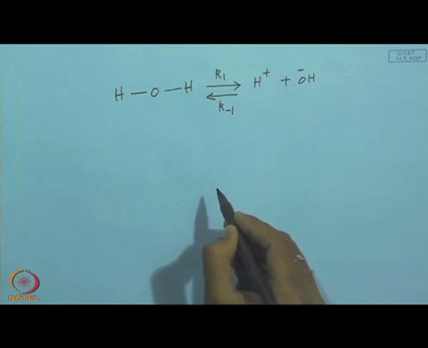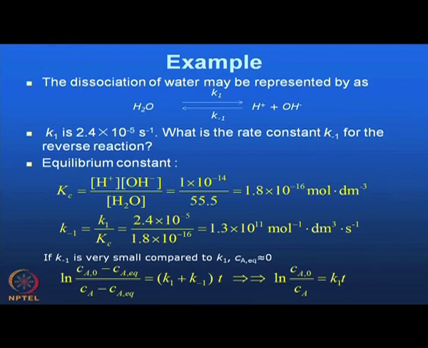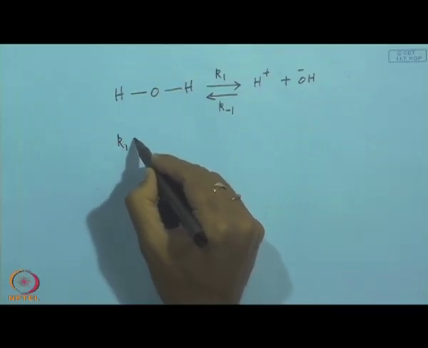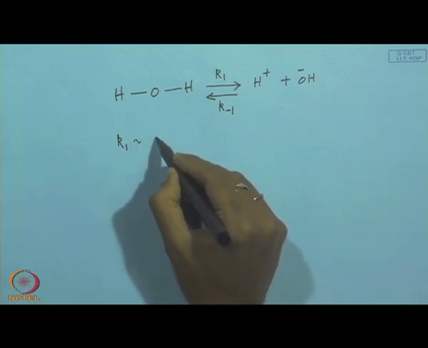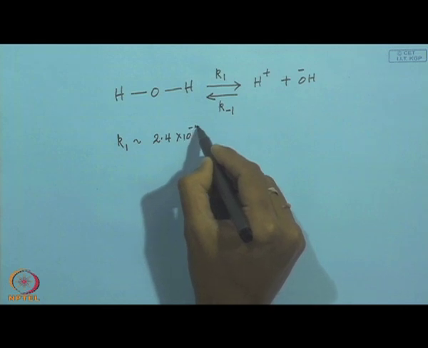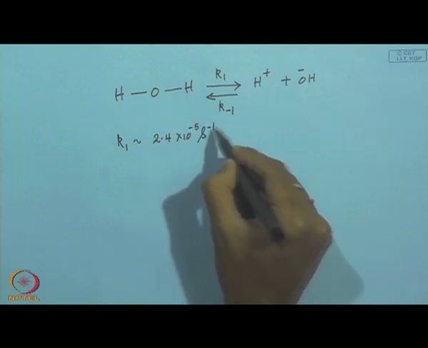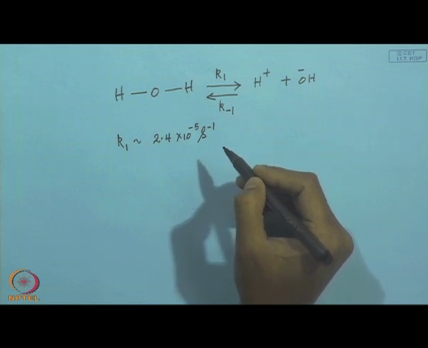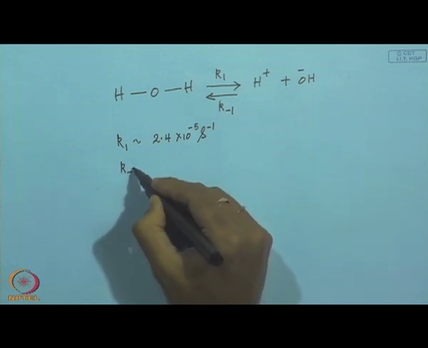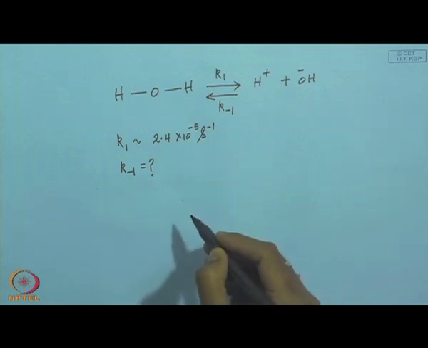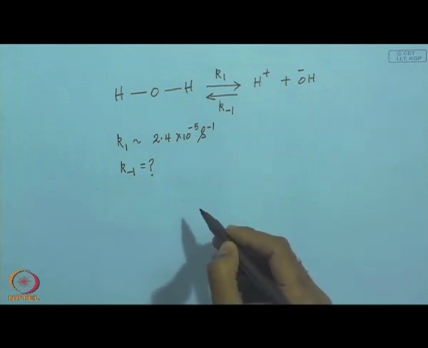So, K1 is known to be of the order of 2.4 into 10 to the power minus 5 second inverse. We would like to find out K minus 1 is equal to how much. So, what to do? How to find out K minus 1?